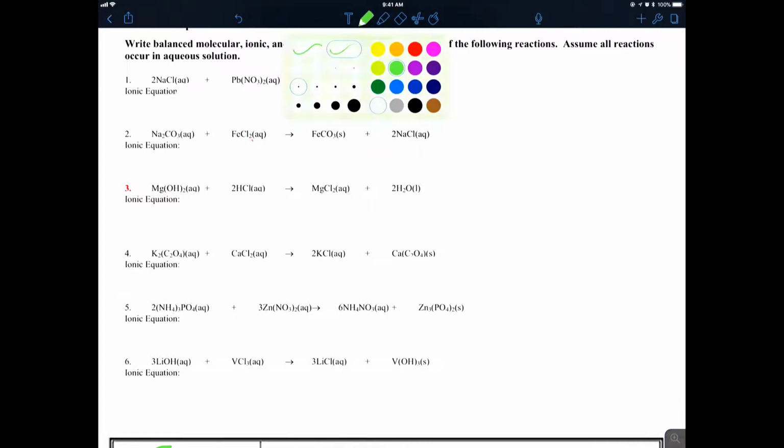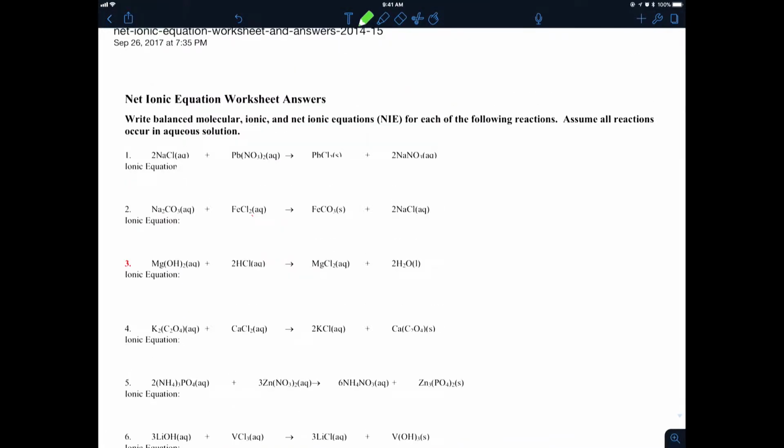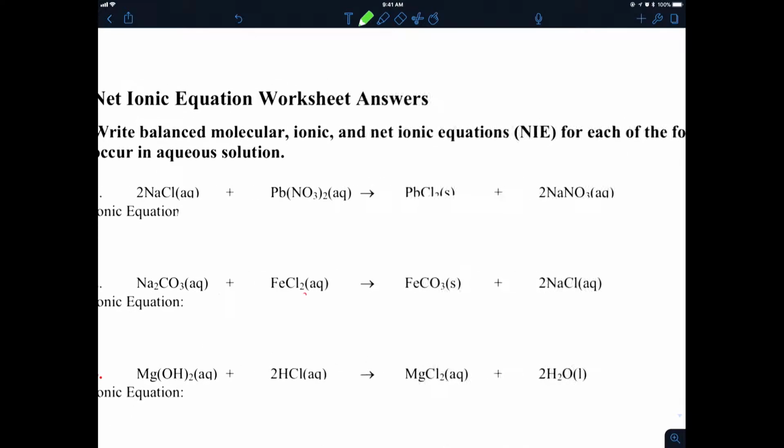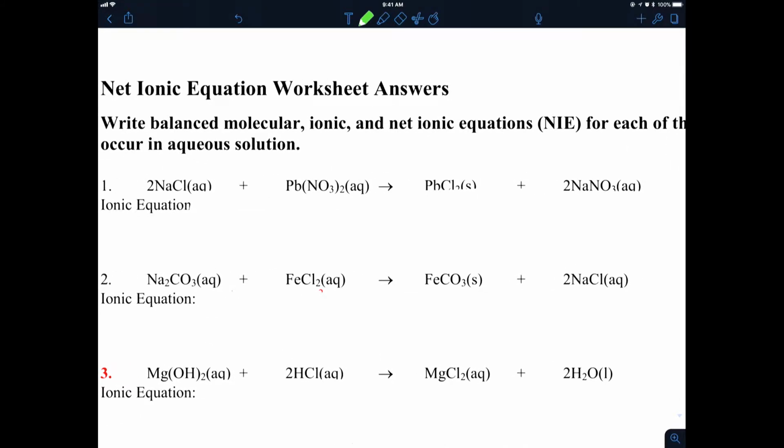Okay, so what do we have here? We have sodium chloride with an addition of lead nitrate goes to lead chloride plus sodium nitrate. So what is the first thing that we should do with a net ionic equation when working it? You need to write out your full equation and balance it. Okay, luckily they've done that for us here, so we don't need to waste our time doing that.